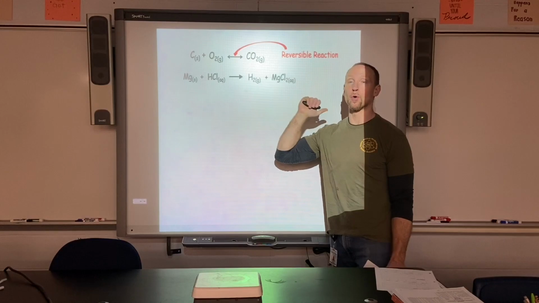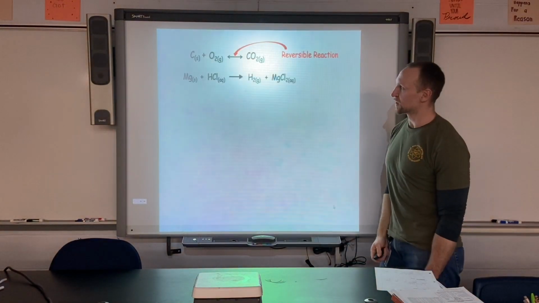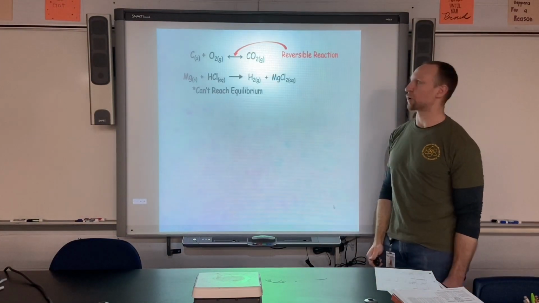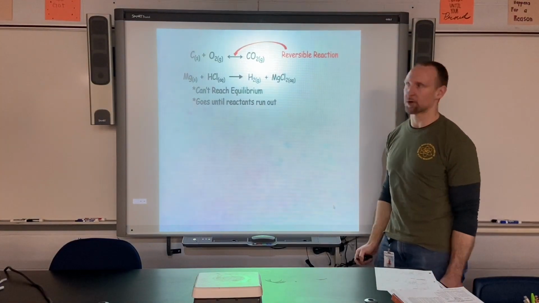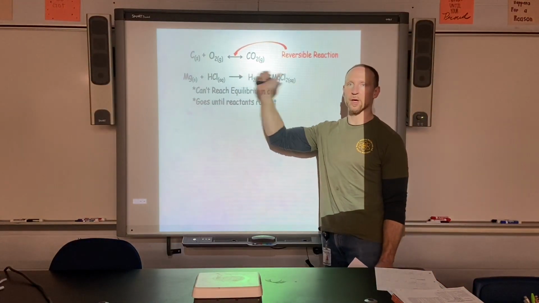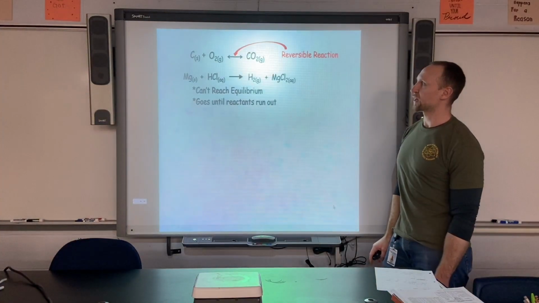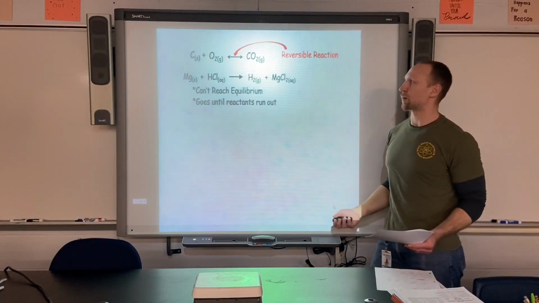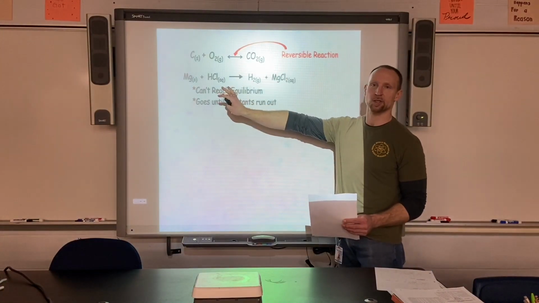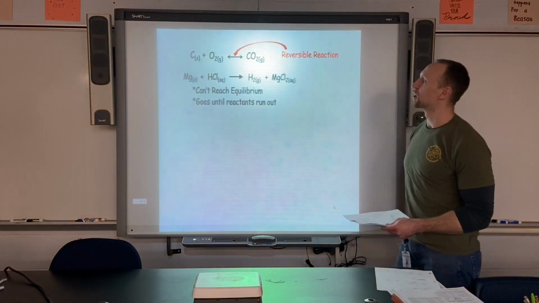This is a different type of reaction, but notice we only have one side on that arrow, right? It's only going one way. This is like a one-way street. This type of reaction can't reach equilibrium. It just goes until reactants run out. So it's going to keep going until we run out of magnesium and hydrochloric acid, and then the reaction stops. So we're not going to be dealing with these reactions here. We want to have these reversible reactions.